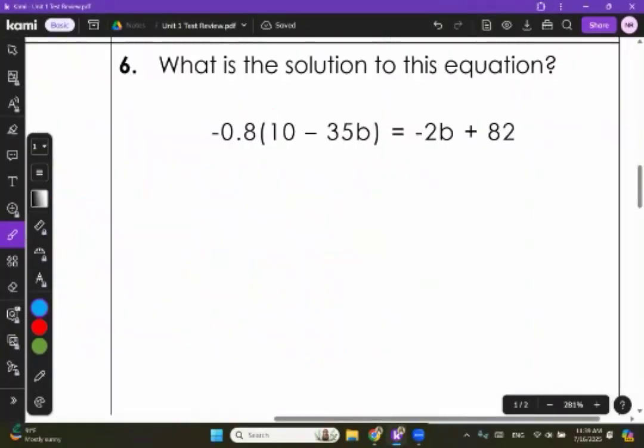Number 6. We see parentheses, so we distribute. Negative 0.8 times 10 is going to be negative 8. Two negatives make a positive. Negative 0.8 times 35, 28b.